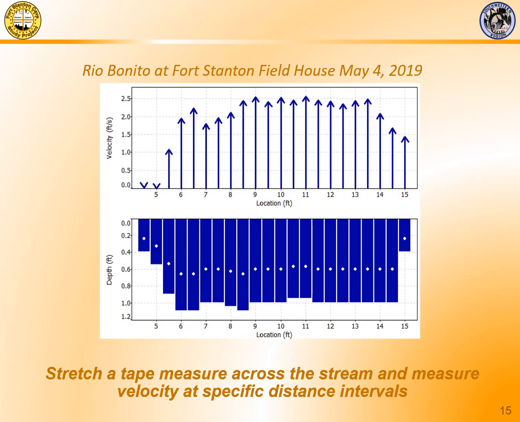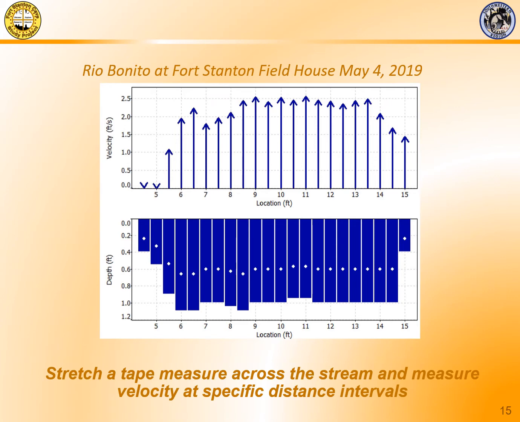Here is stream discharge information from an actual stream measurement that I made at the Rio Bonito at the Fort Stanton Fieldhouse on May 4th, 2019. This upper graph here shows the velocities as I'm moving across the stream. Looks like I was making measurements at half-foot increments. As I moved across the stream, you can see that the velocities in the middle of the stream are relatively uniform between 1.5 and 2.5 feet per second. This is actually a really good section.